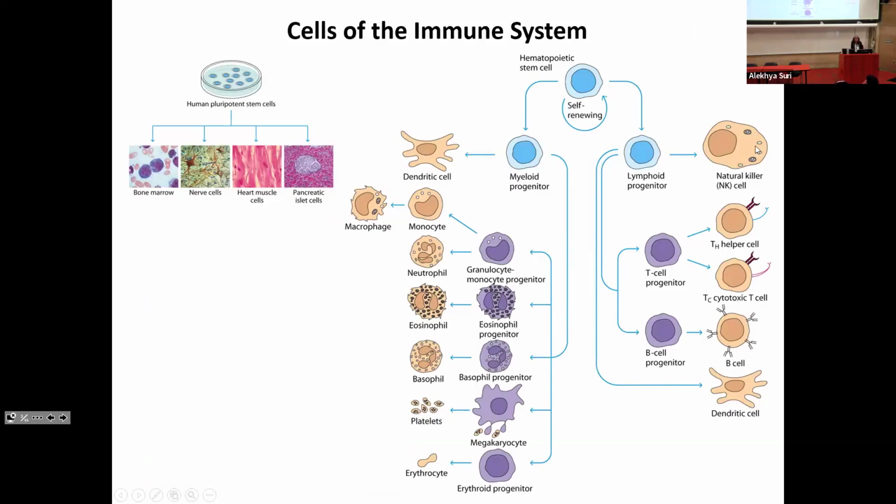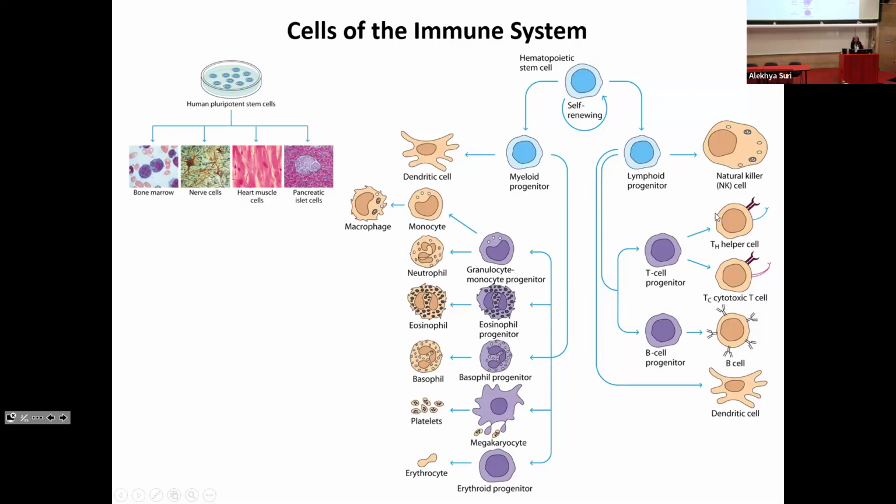All immune cells arise from what's called a hematopoietic stem cell. This is a self-renewing cell that gives rise to two types of progenitor cells, the myeloid progenitor cells and the lymphoid progenitor cells. The myeloid progenitor cells give rise to a number of different cell types, including your dendritic cells and the macrophages, which differentiate from the monocytes. You have your neutrophils, eosinophils, basophils, platelets, erythrocytes. All these are derived from the myeloid progenitor cells.